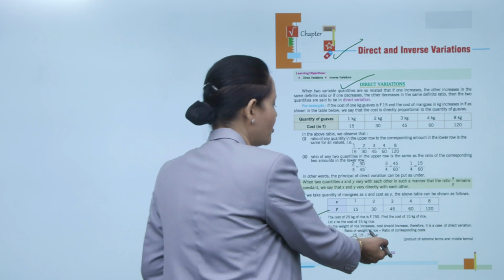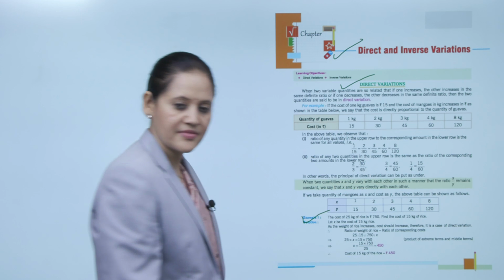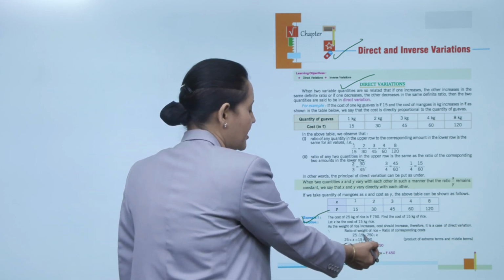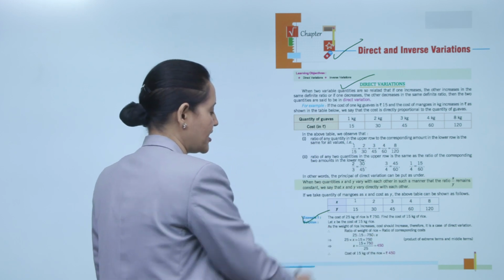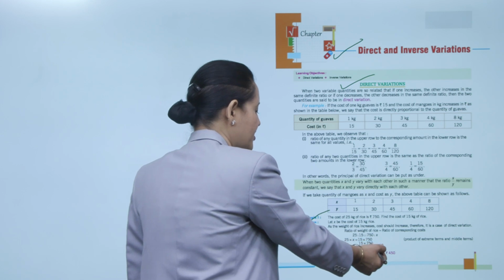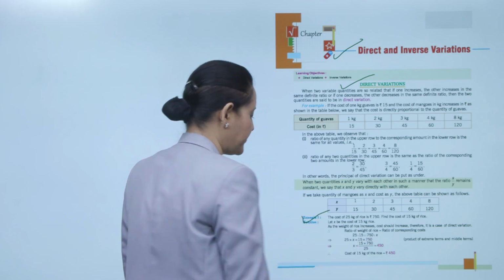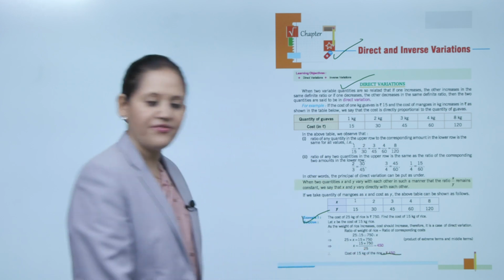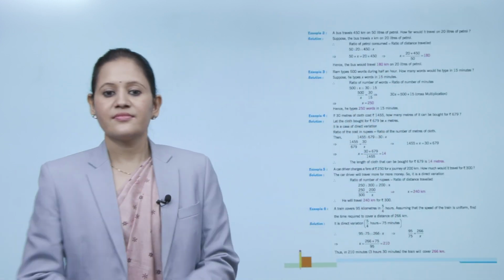So ratio of weight of rice equals ratio of corresponding cost. Clear? So 25 ratio 15 is proportional to 750 and x. So what will the value of x be? x = 15 into 750/25, that equals 450. So the cost of 15 kg rice comes to rupees 450. You have to practice all these examples.